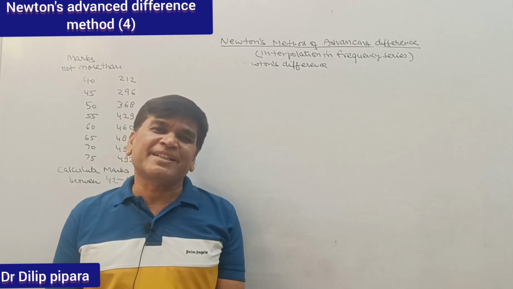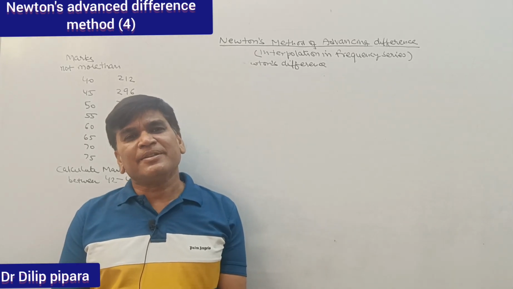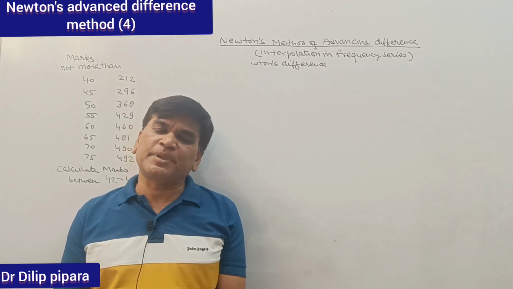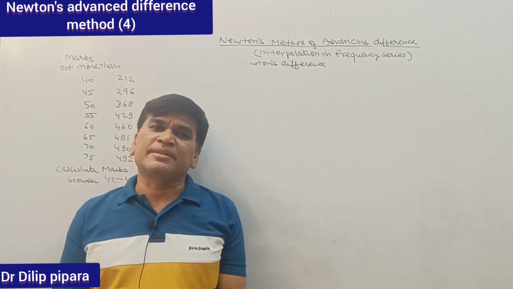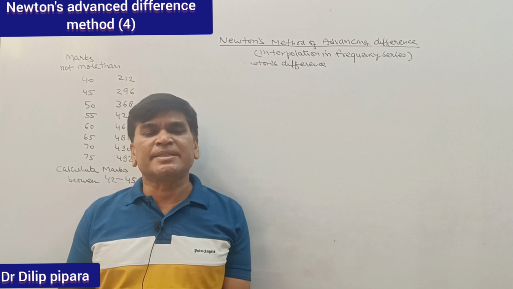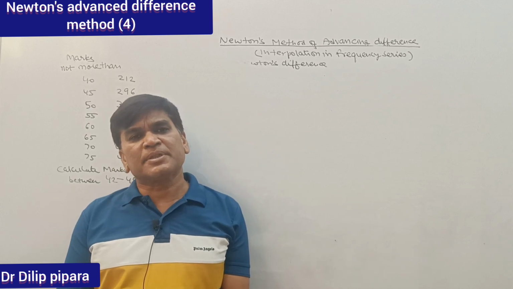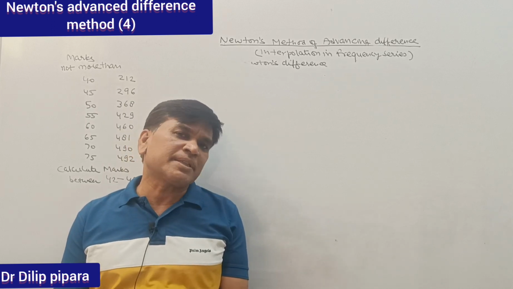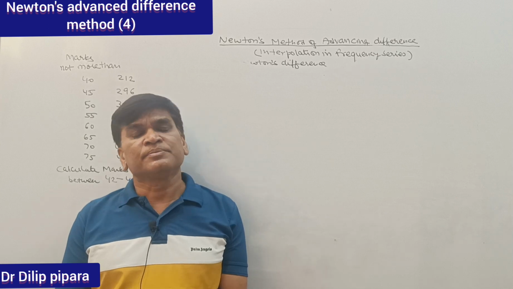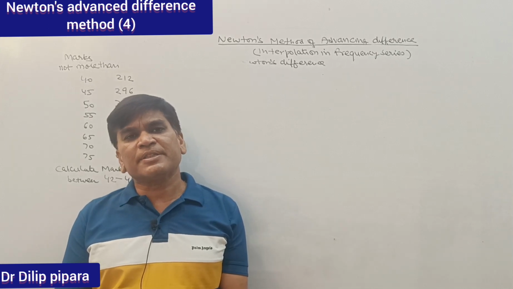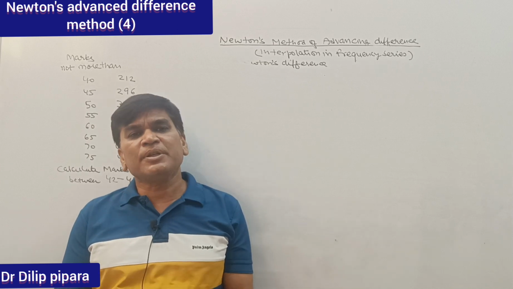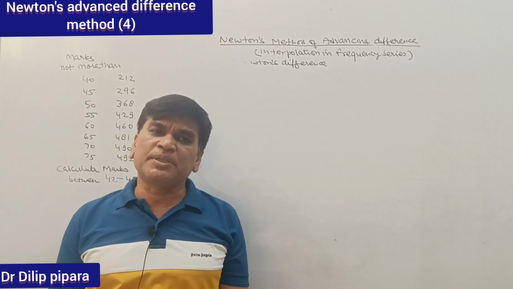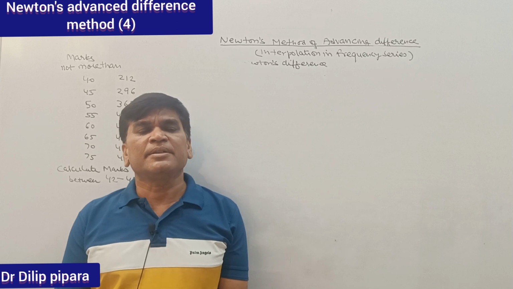In interpolation and extrapolation, we have learned the two major methods. The very first we discussed is the binomial expansion method, and secondly we used Newton's advanced difference method. In Newton's advanced difference method, we have done two types of questions. In today's video also we are discussing the Newton's advanced difference method.